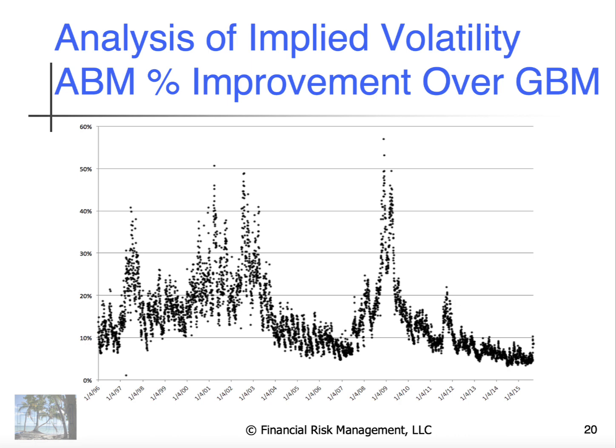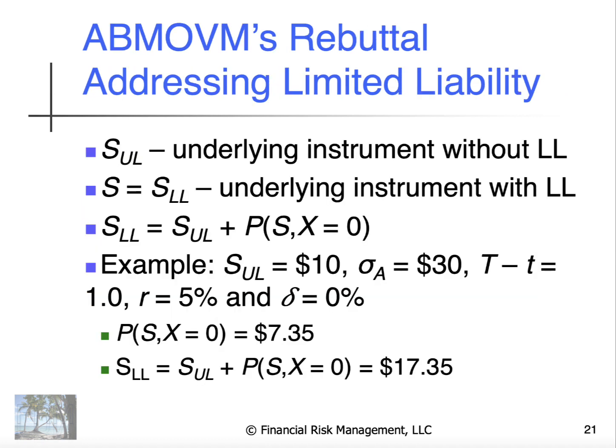In an analysis of implied volatility, the ABM percentage improvement over GBM is always positive and often quite significant, particularly when markets are stressed, in the Great Credit Crisis or the Great Financial Crisis of 08-09. And so ABM has significant empirical support.